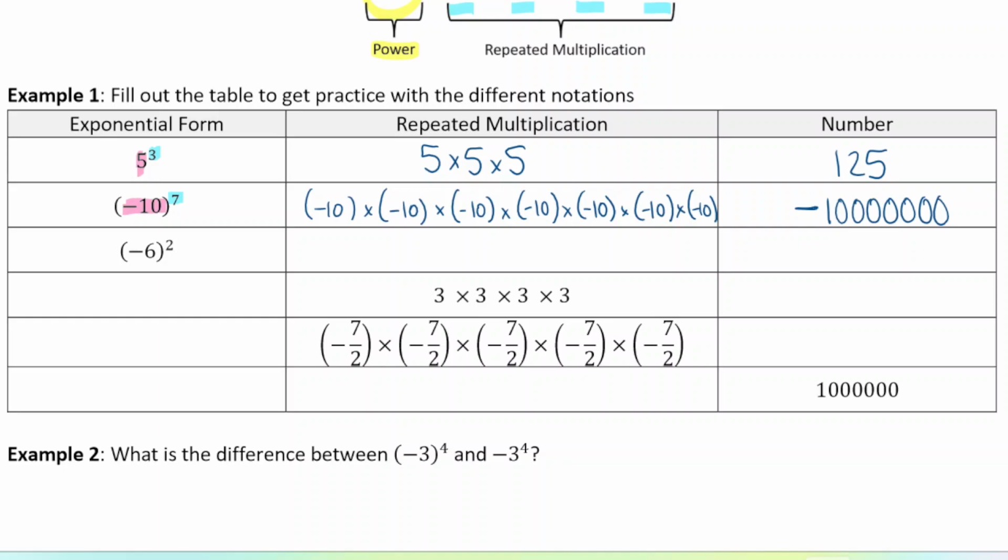Okay, next one. Our base is -6. Our exponent is 2. That means we're multiplying by -6 twice. So that makes positive 36. Here the negative signs canceled out because we had an even number of them.